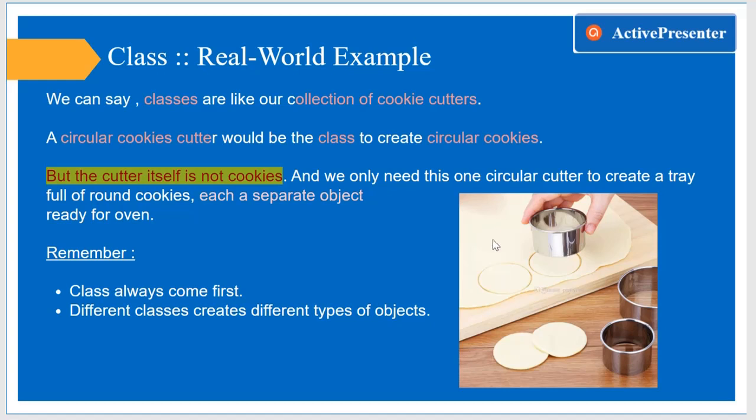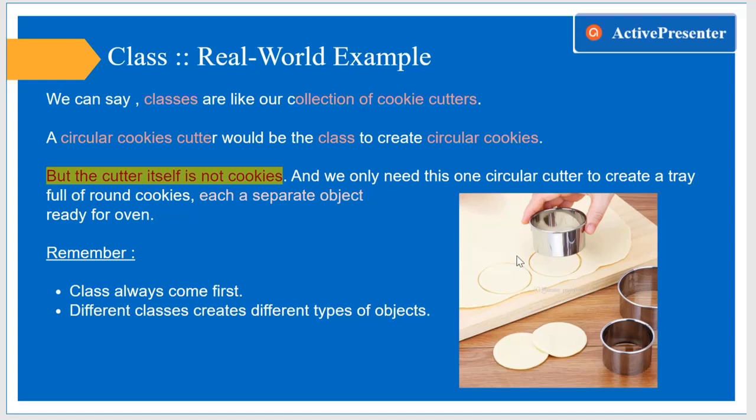And we only need this one circular cutter to create a tray full of round cookies, each a separate object ready for oven. This is the blueprint we have. But these two classes are not the same. This is one size, this is another size.